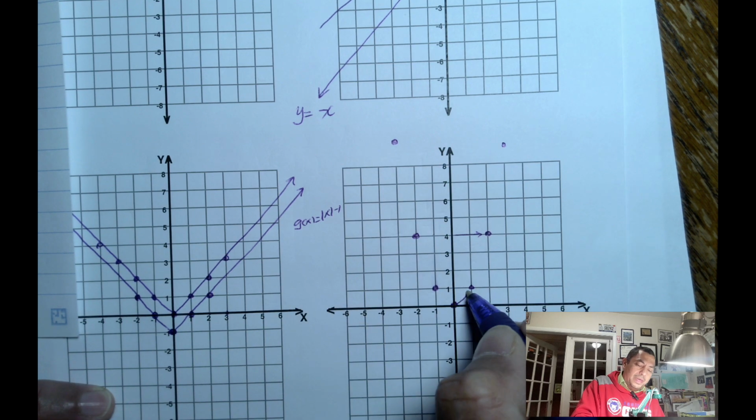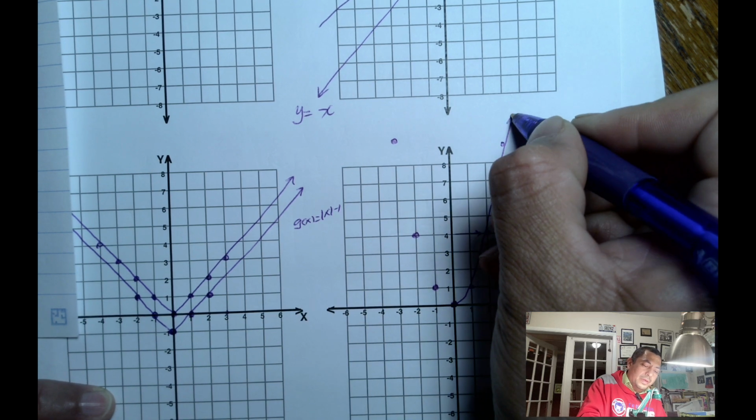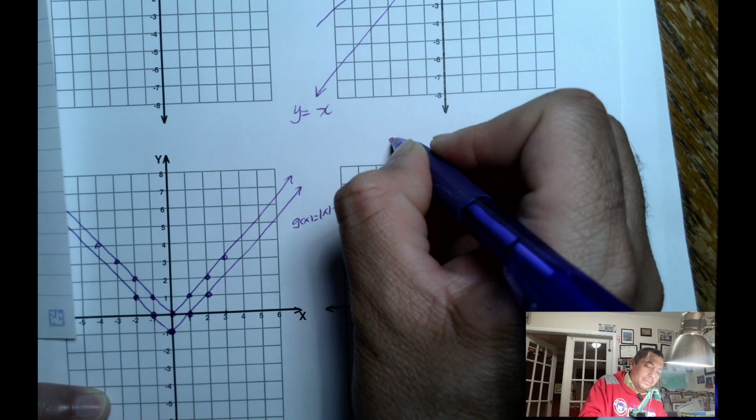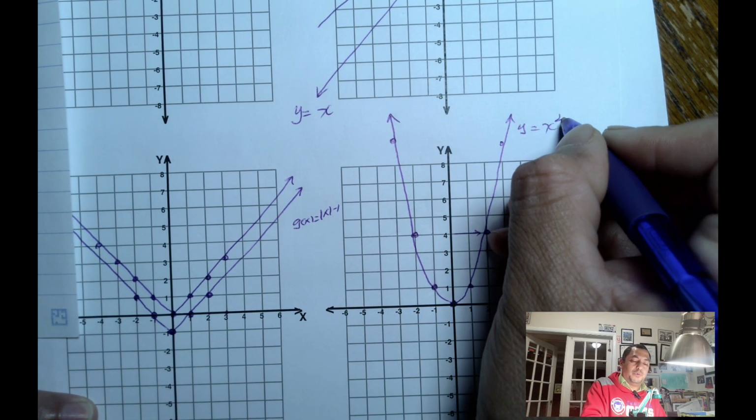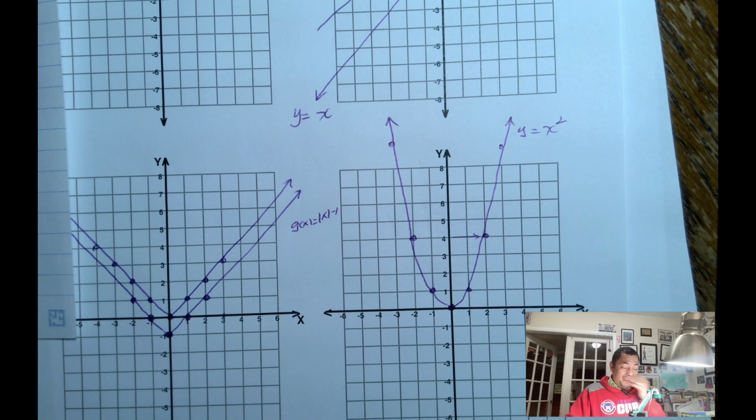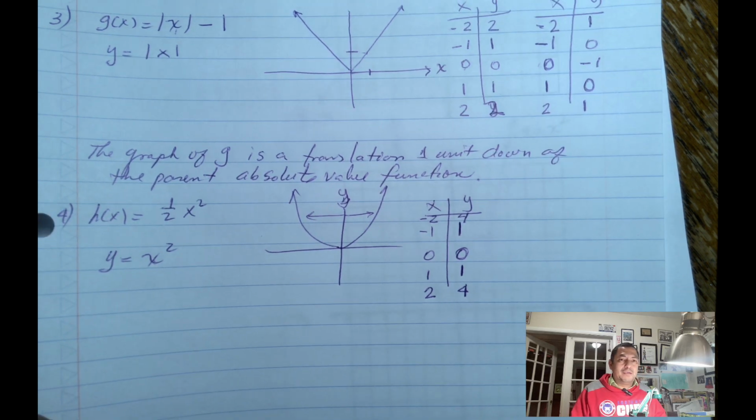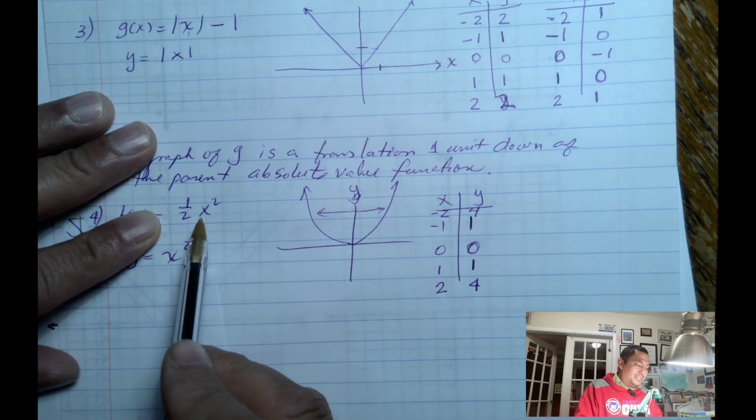And then you just graph a curve here. There you go. So I have that this one is y equals x squared. This is the parent function. Now I'm going to graph the transformation. What's the transformation? 1/2 x squared.